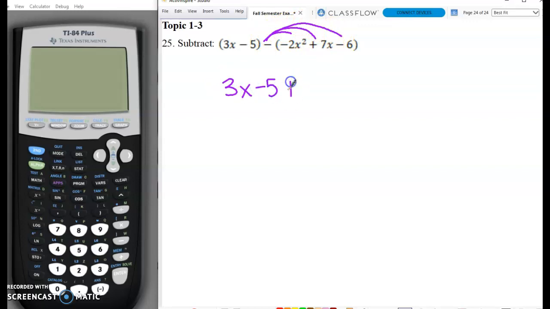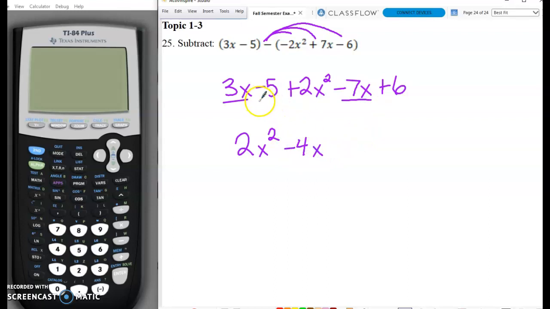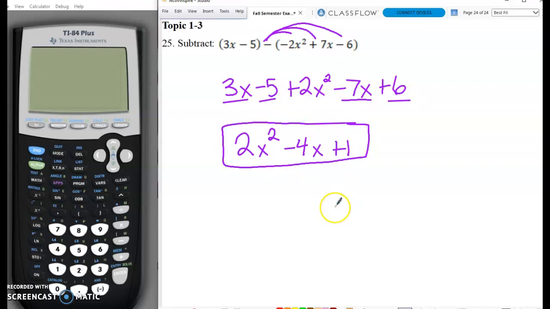That negative 2x squared is going to become positive 2x squared. Negative 7x is going to become positive 7x. Positive 6 is going to become negative 6. And let's combine our like terms. 2x squared is by itself, so that is still 2x squared. We have a 3x and a negative 7x. When we combine those together, we get a minus 4x. And then with minus 5 and positive 6, we are left with a positive 1. And that, my friends, is my final answer.